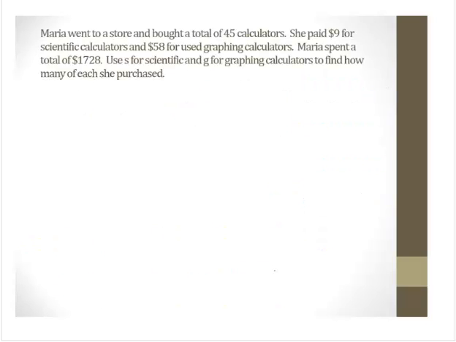All right, so we'll finish off the section with a couple of applications. The first: Maria went to the store and bought a total of 45 calculators. She paid $9 for scientific calculators and $58 for used graphing calculators. Maria spent a total of $1,728. Let's use S for scientific and G for graphing calculators to find how many of each she purchased.